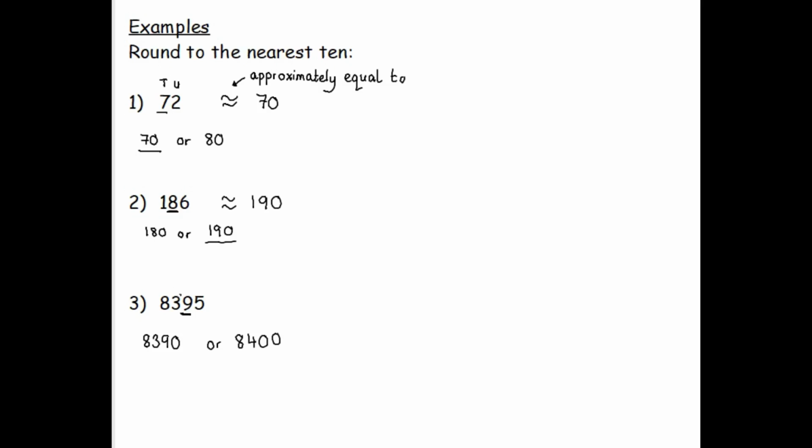So think of it as 39. If you want, it would go up to a 40. So 840 and an extra 0 on the end, 8,400. So again, we found our tens column. Look at the place value column after it. It's a 5. So 5 or more, we round up. So we want the rounded up number. So 8,395 is approximately equal to 8,400.